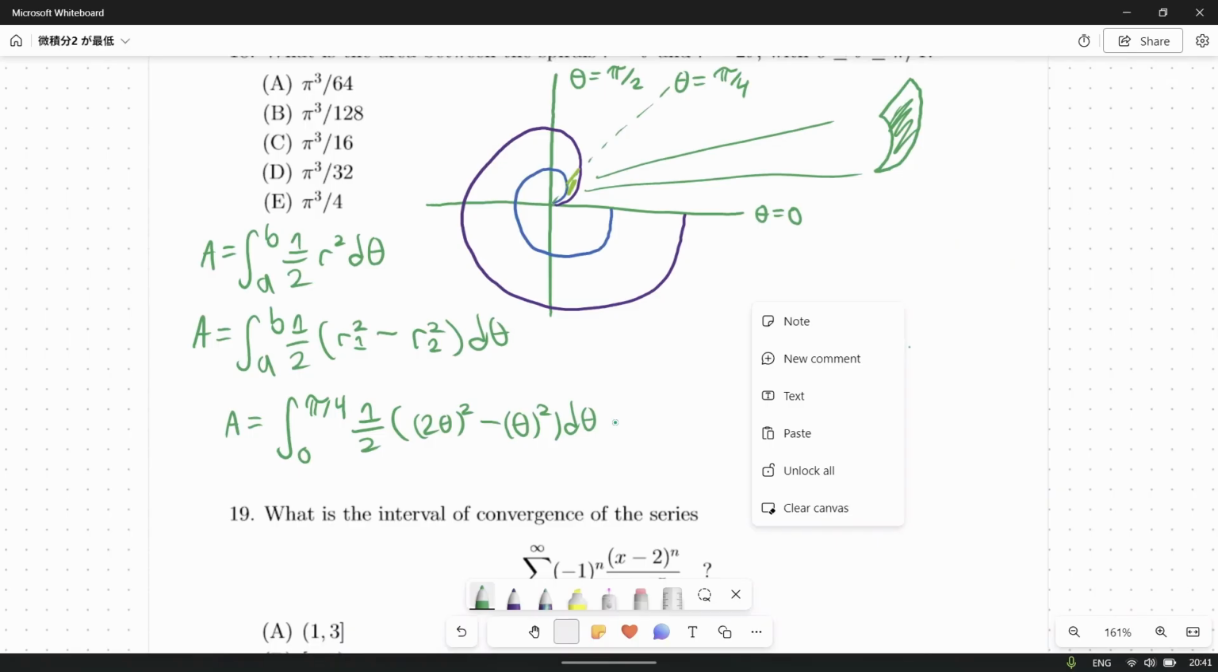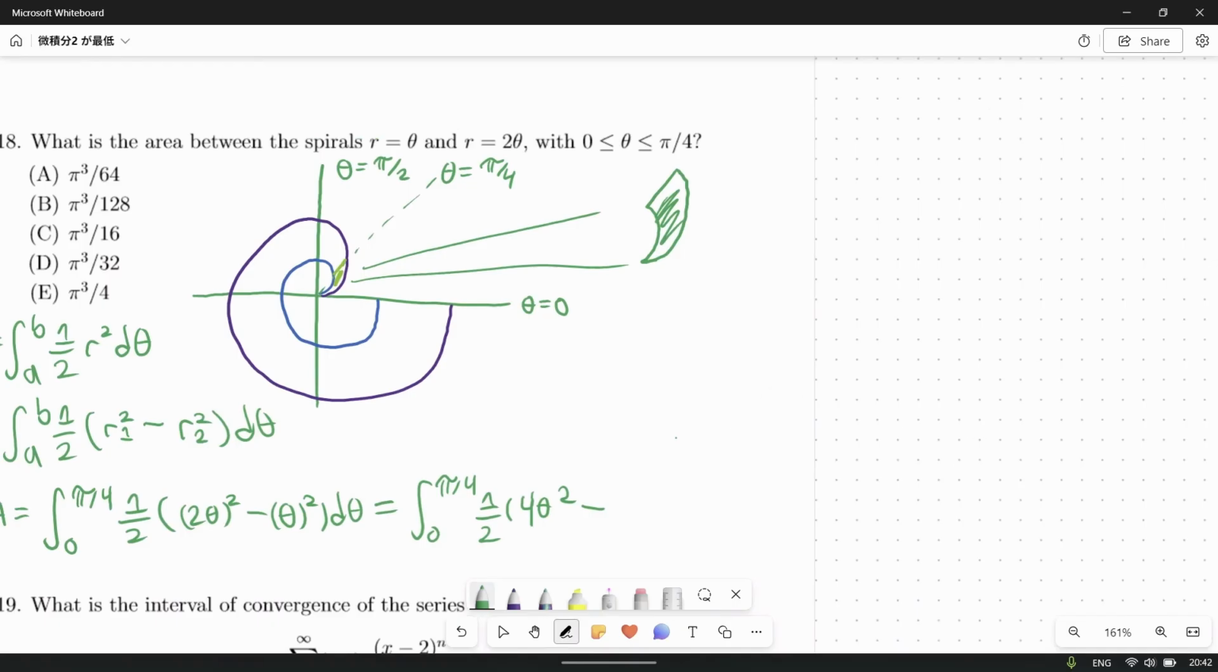And then that will simplify to the integral from 0 to pi over 4 of 1/2 times 4 theta squared minus theta squared, which is going to equal 3 theta squared. And so we'll ultimately end up with an integral of 1/2 times 3 theta squared. Or, no, I'll just write it out. 4 theta squared minus theta squared with respect to theta.